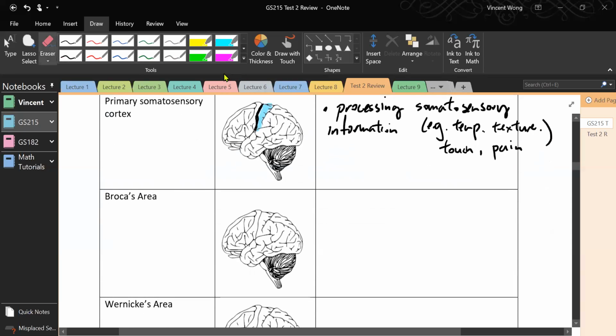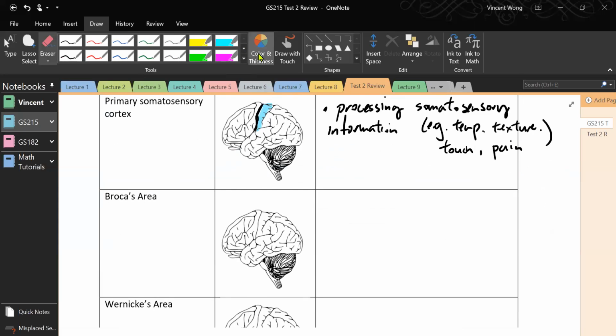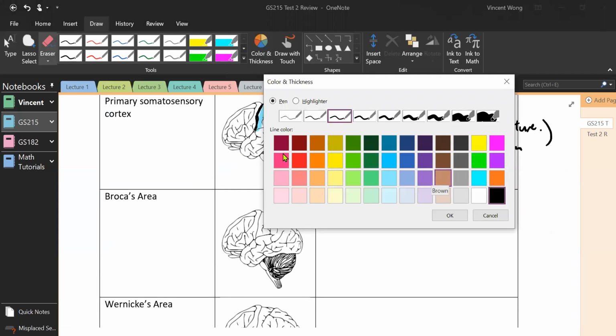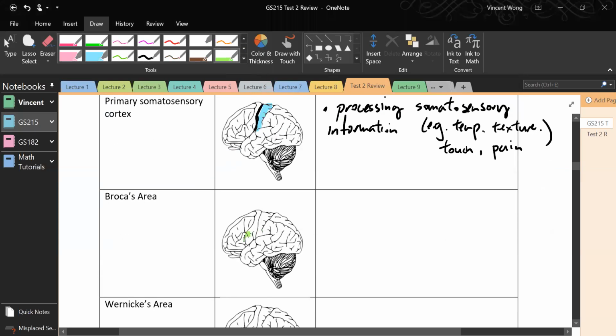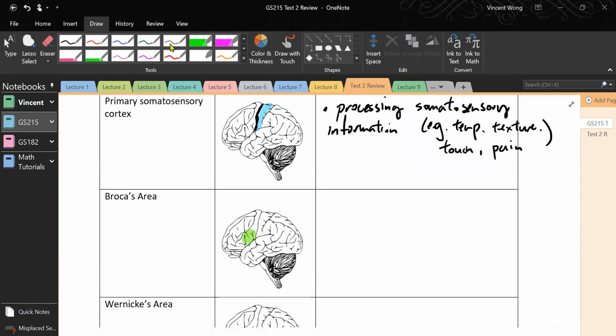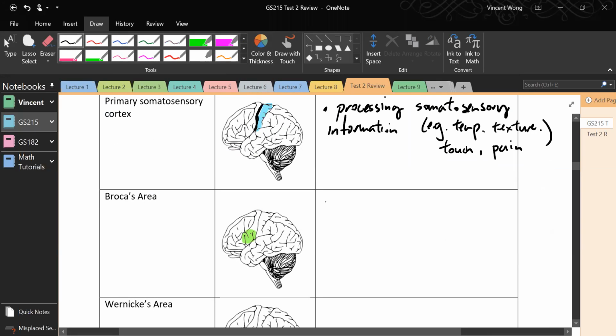Okay, Broca's area. Anybody remember what the Broca's area does? I'm gonna highlight it, tell you where it is, but please tell me what it does. Broca's area is around here on the left side for most people. What does Broca's area allow you to do? Something that I am doing a lot of.